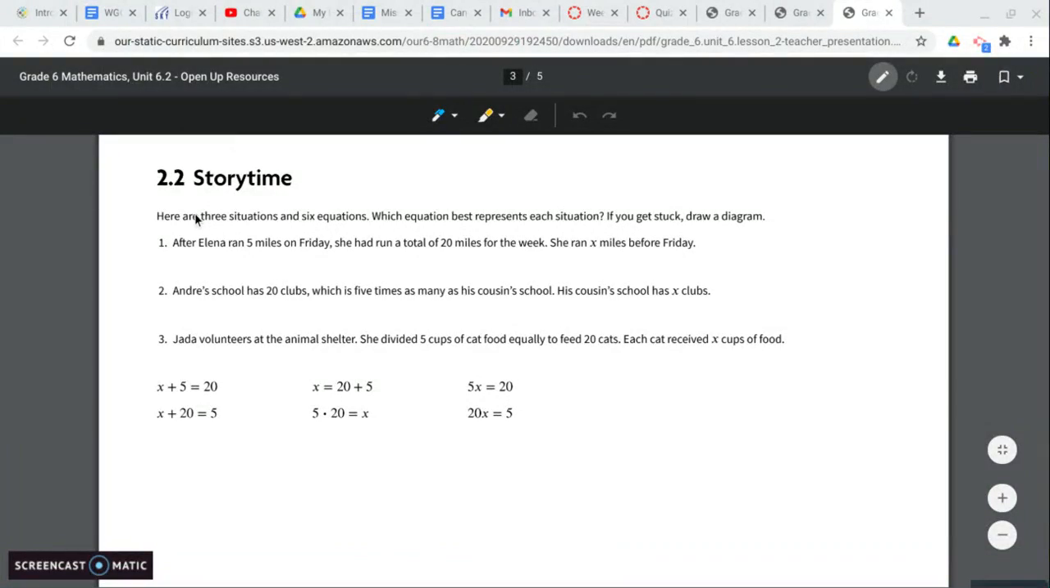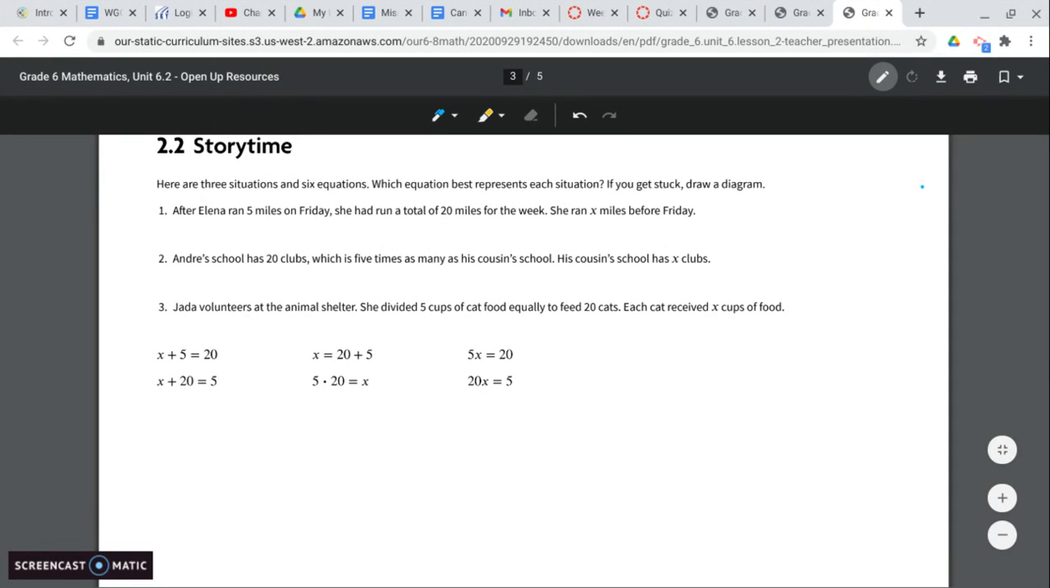So, story time. Here are 3 situations and 6 equations. Which equation best represents each situation? If you get stuck, you can draw a diagram.